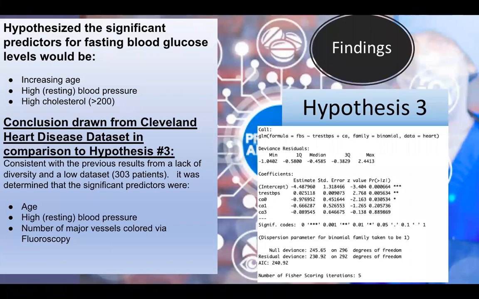For our third hypothesis, we looked at significant factors for fasting blood glucose levels and the correlation to heart disease. Our predictions would be that increasing age, high resting blood pressure, and high cholesterol over 200 would be considered significant factors. The conclusion that we found was that age, high resting blood pressure, and the number of major blood vessels colored by fluoroscopy were the significant factors for heart disease.